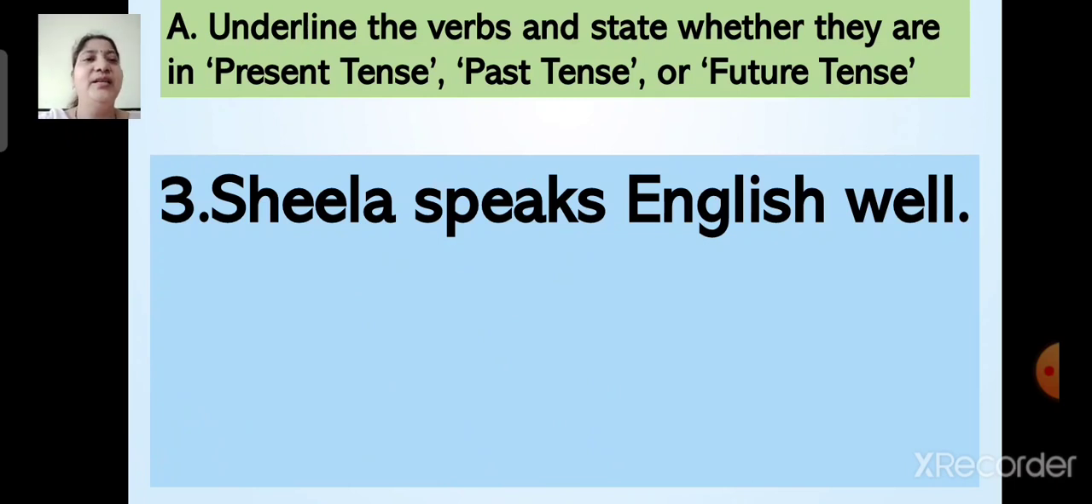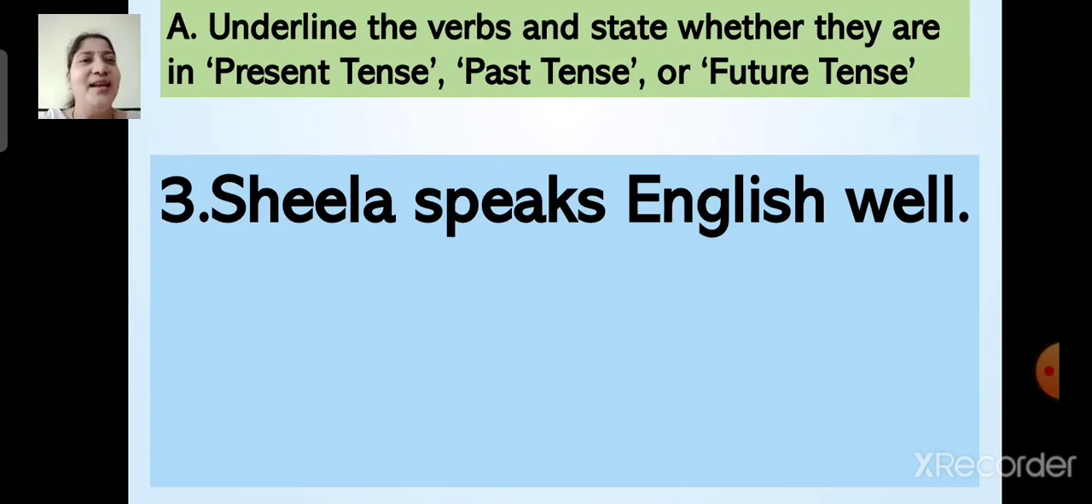Number 3. Sheila speaks English well. I repeat, Sheila speaks English well. Now children, identify the verb in this sentence. Yes, you are absolutely right. The verb in this sentence is speaks.